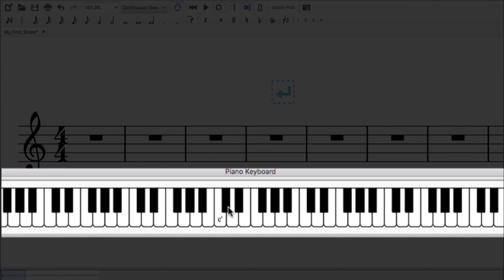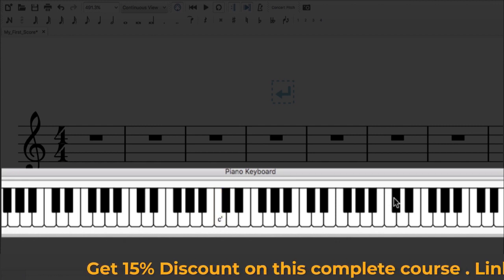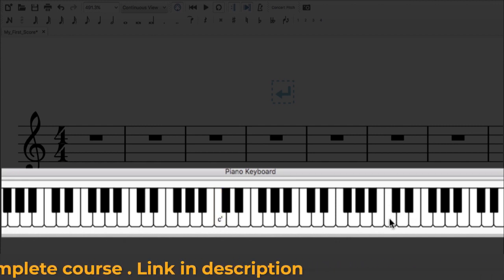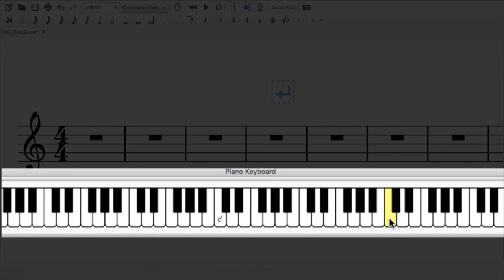So 2 black keys just to the left, that's a C. I can go all the way up here. 2 black keys just to the left, that's a C. That's a much higher C, but it's still a C. 2 black keys left, that's a C. So here's all my Cs.